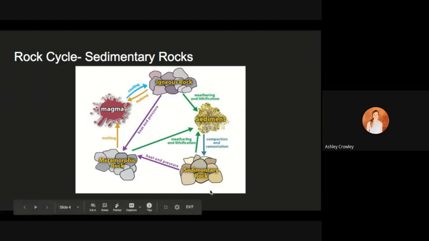The way that these sedimentary rocks are formed, and you watched this in your video, is through compaction and cementation.